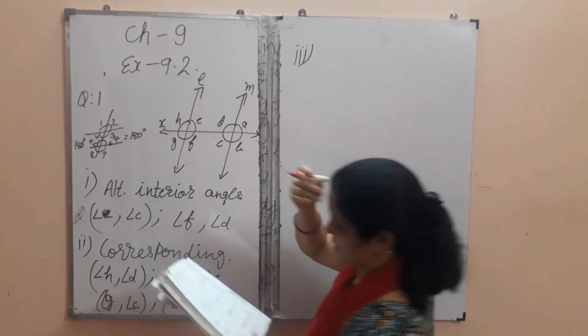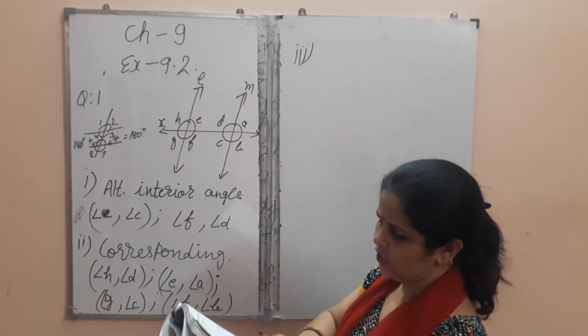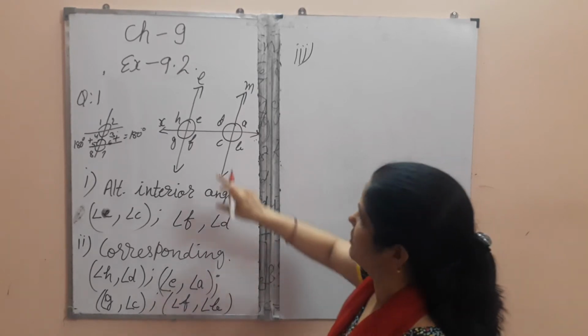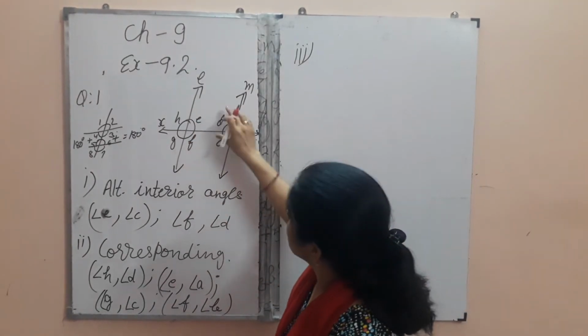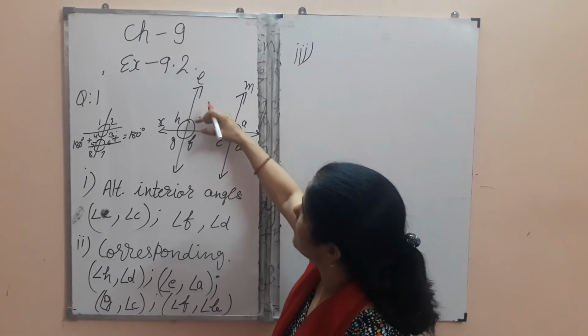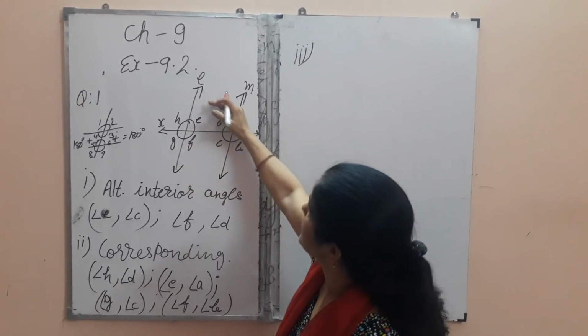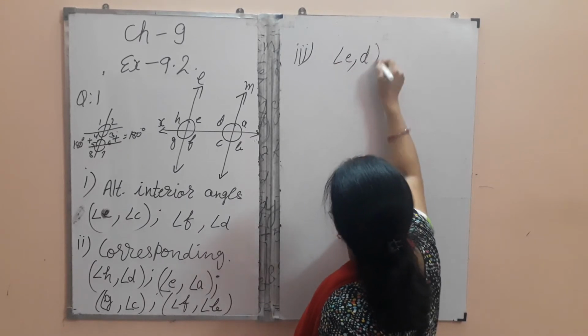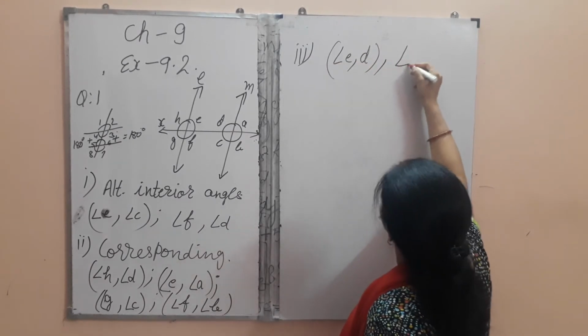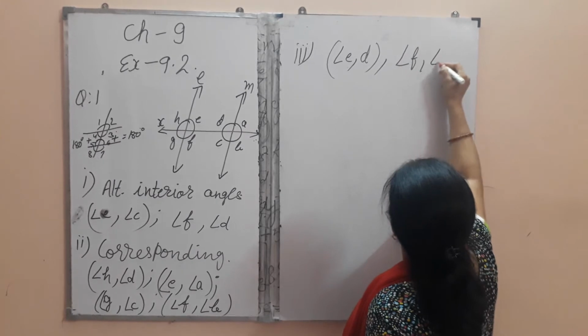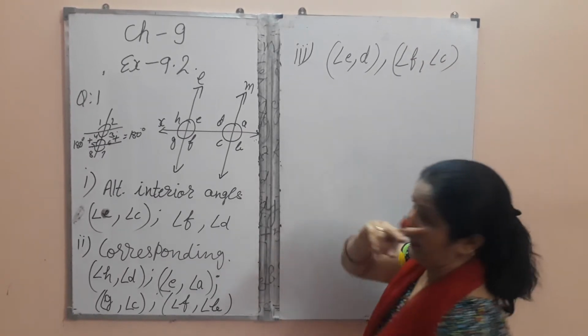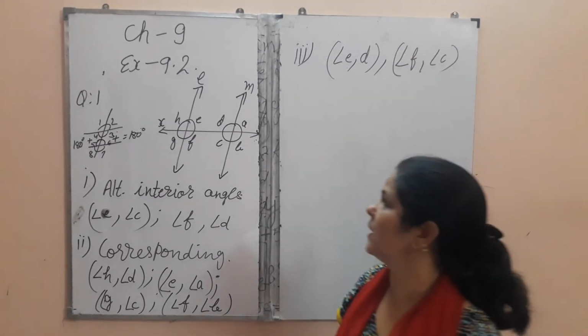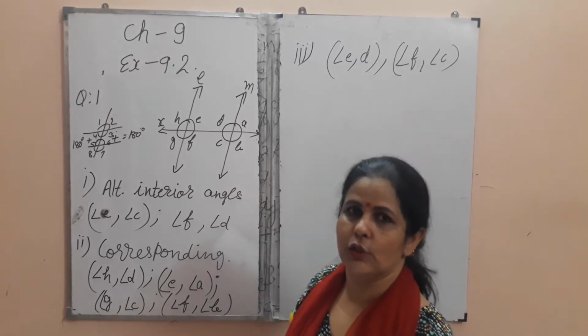So the third question they are asking: find the pair of interior angles on the same side of the transversal. These are interior angles, and on the same side, this side and this side. Angle E and angle D is one pair, and angle F and angle C is another. Understood? So like this you will solve all these questions.